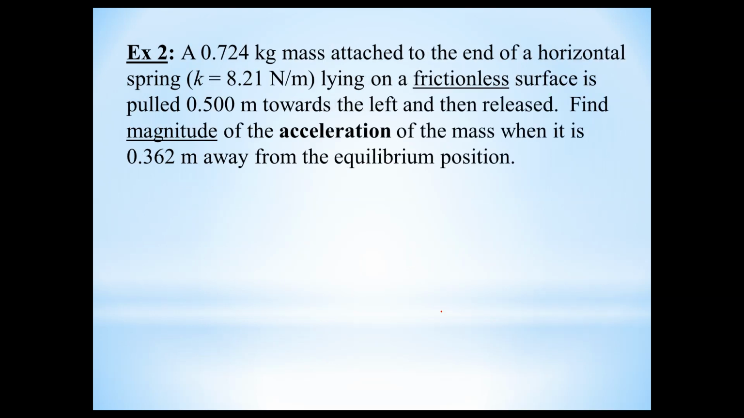Example 2. Okay, so now we're on a horizontal surface and we have a 0.724 kilogram mass attached to a spring, stiffness of 8.21 newtons per meter. It's on a frictionless surface. We pull it towards the left by 0.5 meters and release it. We want to figure out what the magnitude of the acceleration is when it is 0.362 meters away from equilibrium.